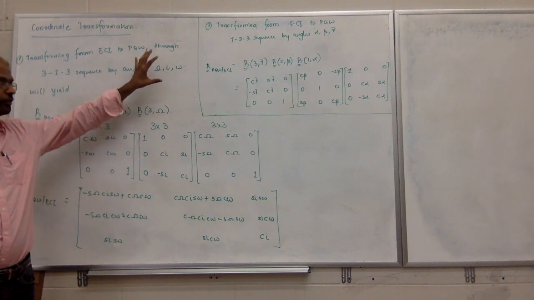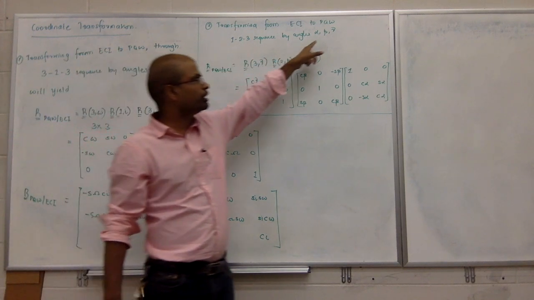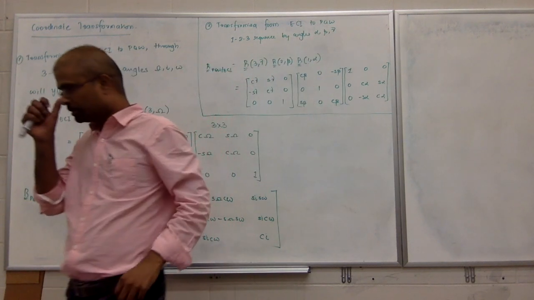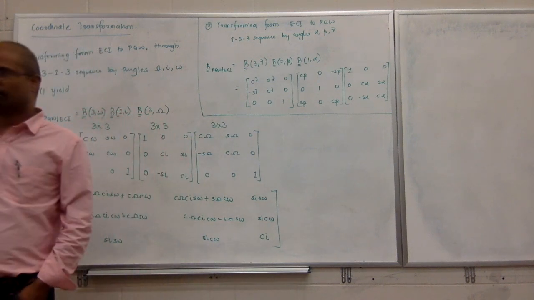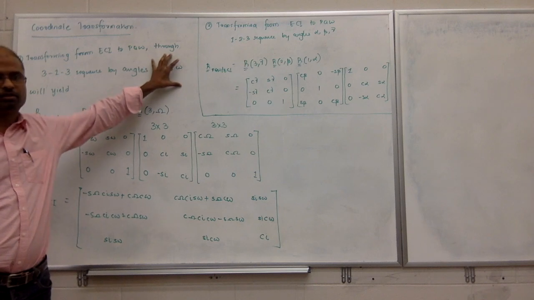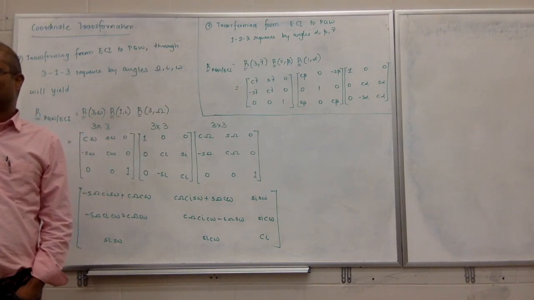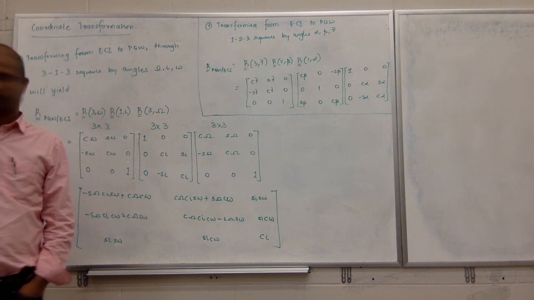This one has a physical significance. This one doesn't, this alpha, beta, gamma. In orbital mechanics, they don't have any significance. Only this sequence has a significance. All the other 11 are just mathematical combinations. Does that make sense?